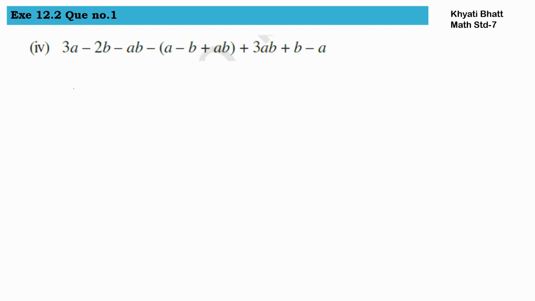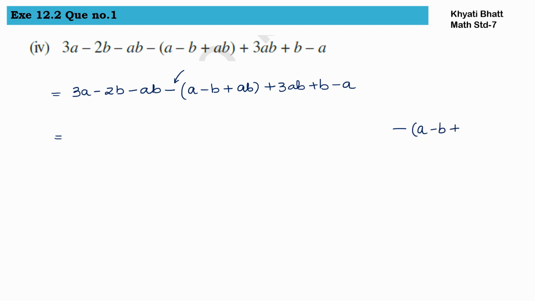Fourth numerical, 3a minus 2b minus (b minus a). There is a numerical like this where the bracket is there and before the bracket the minus sign is there. Remember that we have to change the sign. The simple trick is either you can do it on a rough page, opening the bracket, or simply you can write the opposite sign. Let us solve it both ways.